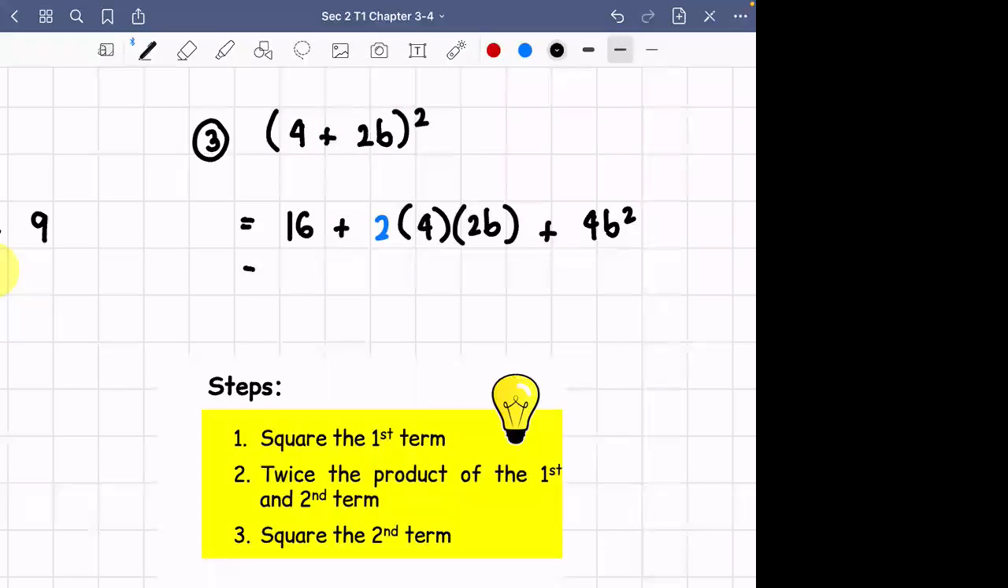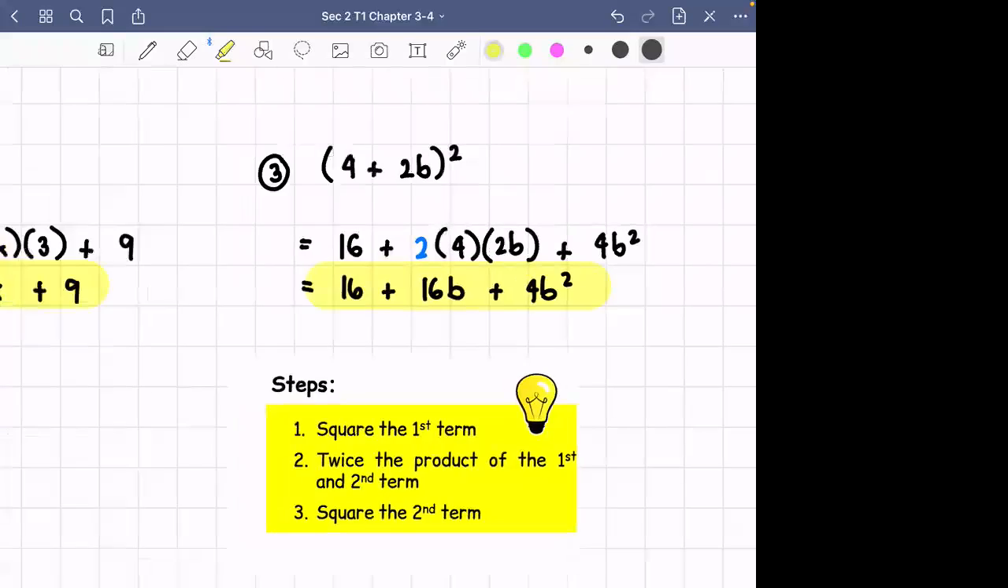So let's get the final answer now. So this is 16 plus, what is this? What's your answer there? 2 times 4 times 2b. So it's 16b. 16b plus 4b squared. So that's it. Do you have any questions, Sec 2? None? Okay, no question.